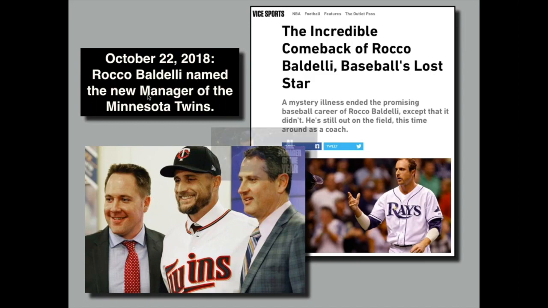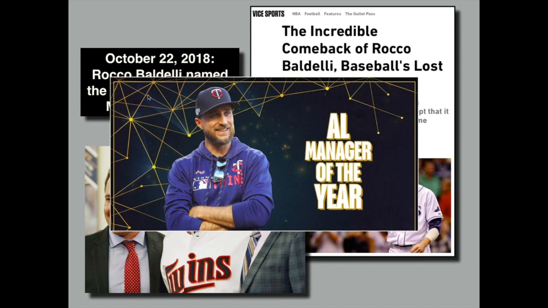And if you follow baseball, you know that last year he was the American League Manager of the Year. So this is fortunately not a fatal genetic disorder, but on the other hand, it's serious, but he was able to survive it. He's going to lead a great life, and obviously he's one heck of a manager. So I'm very happy for Rocco.